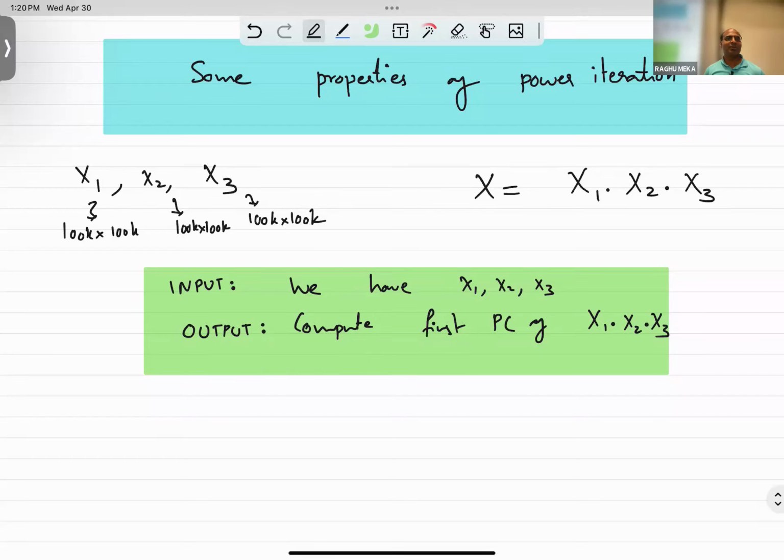No, right? Because once again, multiplying matrices is something that I hate. And here it seems very wasteful. So this is the important point about power iteration and where it goes even beyond full SVD computation: you can actually compute the first PC without even computing the matrix X.